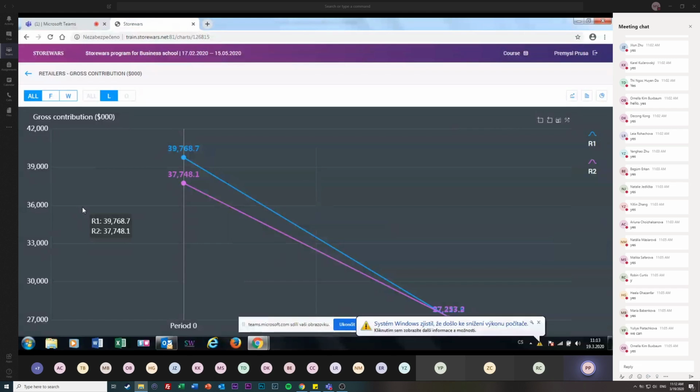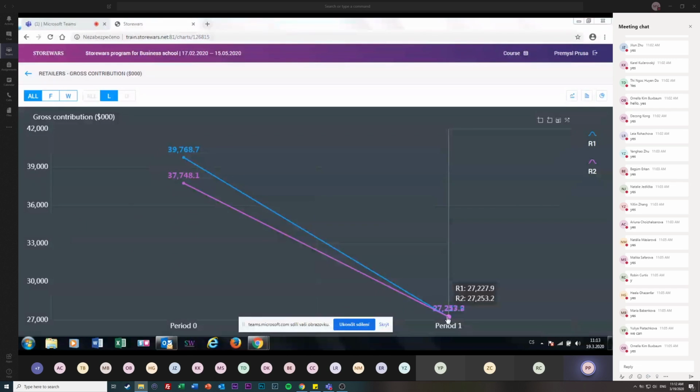In the beginning, your margins were much higher than now, and now the gross margins are like this. So it already indicates that you might be losing money in the end. So for period 2, please concentrate on the margins. And the margin is basically the difference between the buying price and selling price. So it's not that difficult. So that's for the gross contribution. I will show you the net contribution also.